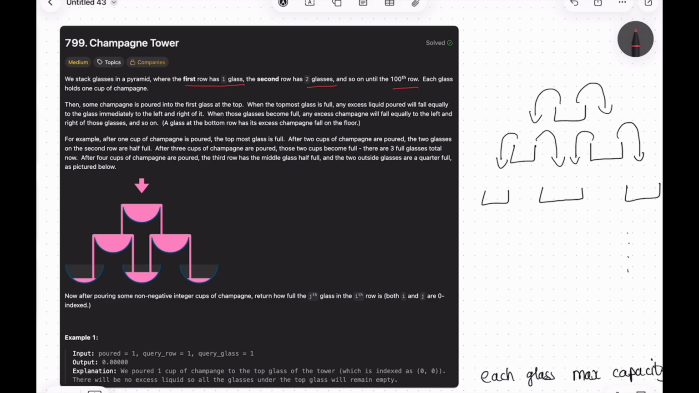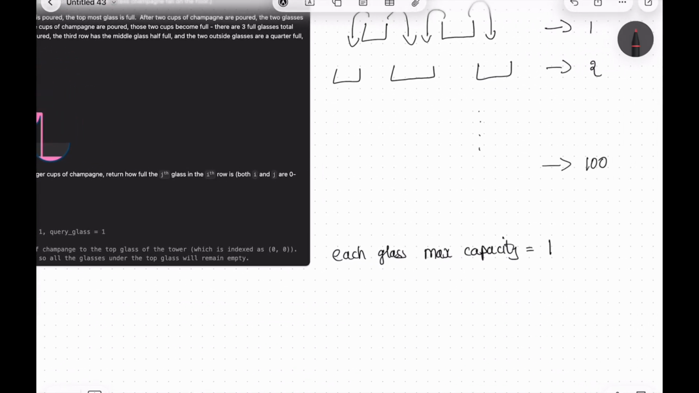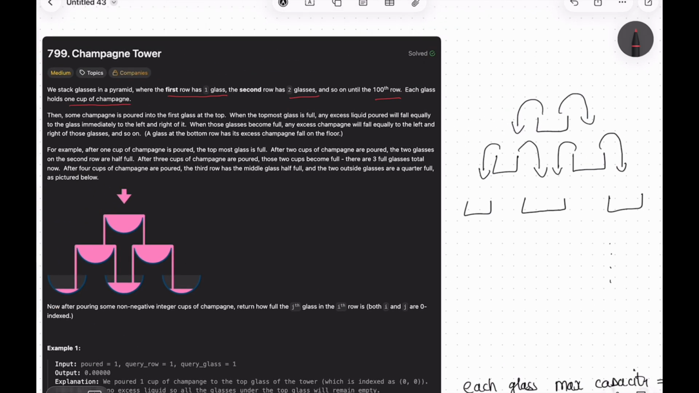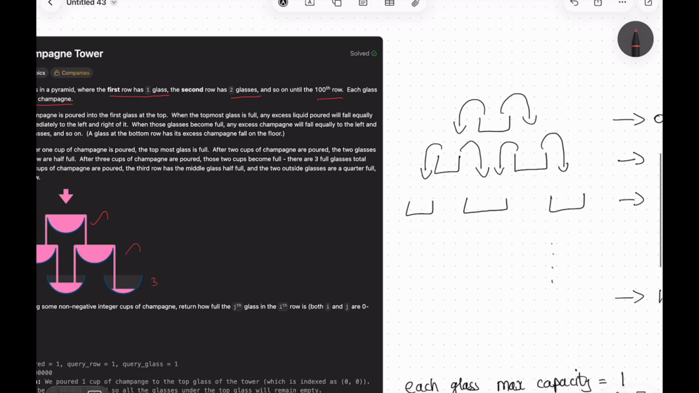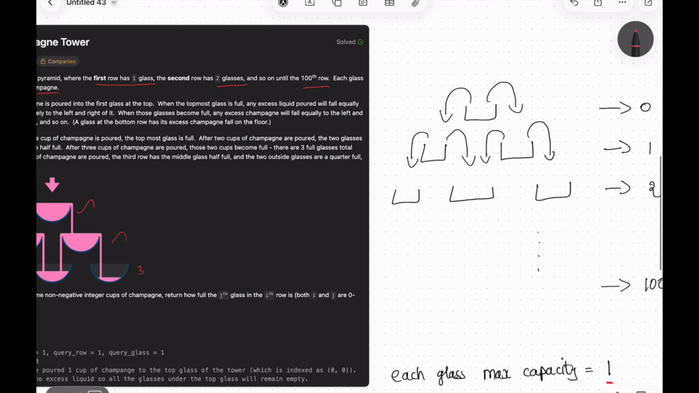Each glass holds 1 cup of champagne. So you can say that each glass's maximum capacity is equal to 1, and you have 100 rows, so it looks something like this. The first row has 1, the second row has 2, and the third row has 3. So basically I have written down the glasses here, which look like buckets anyway.